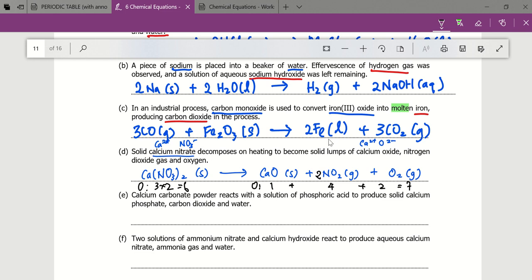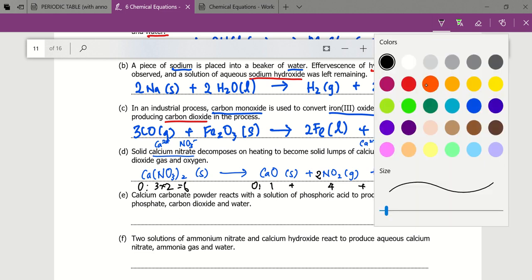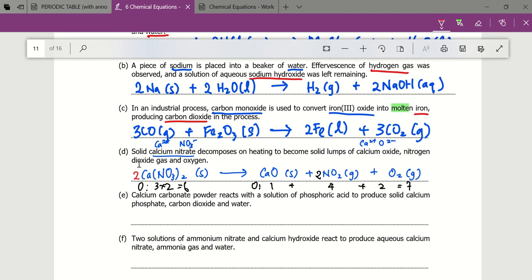This means that one set of calcium nitrate is not sufficient. I need to try with 2. So once I try with 2, let us update our numbers. With 2 calcium nitrate, it will mean that I will need to have 2 sets of calcium oxide to balance out the number of calcium. And for nitrate ion here, now I will have 4 sets of nitrate ion. So to balance out the number of nitrogen, I will need to have 4 over here.